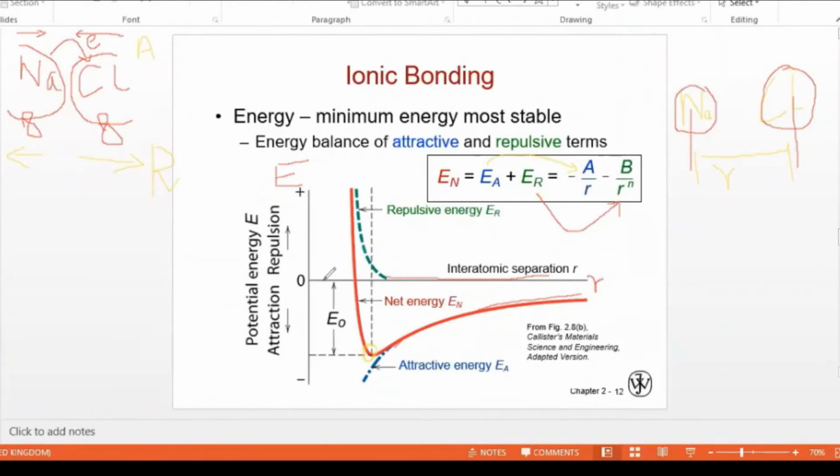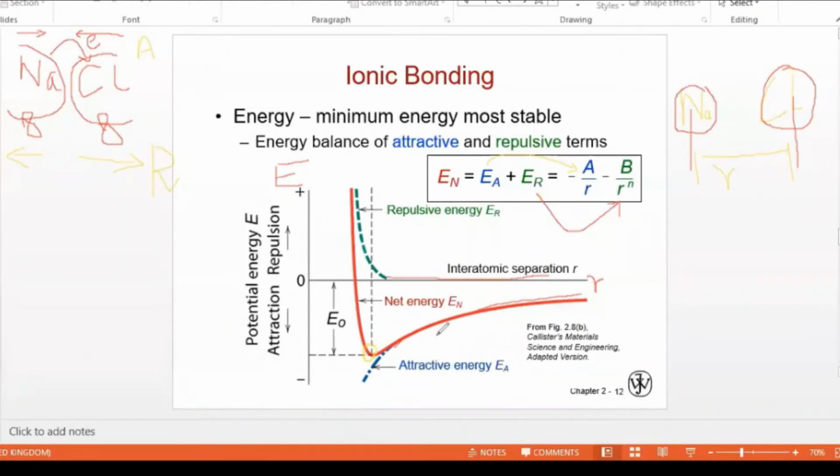And for R, you put like 0.1, 0.2, 0.3, 0.4 and observe what will happen to the equation, right? Since it is R to the power n, this one is closer to the x-axis than this one, right? So the net would be on the attractive side, right? Net will be on the attractive side.